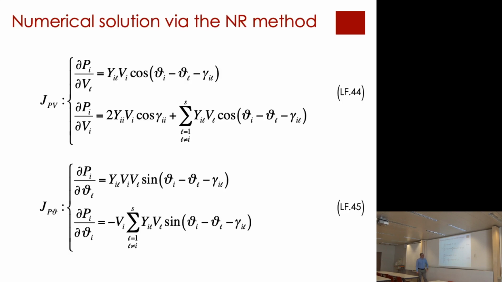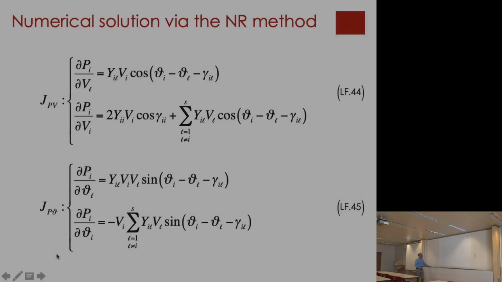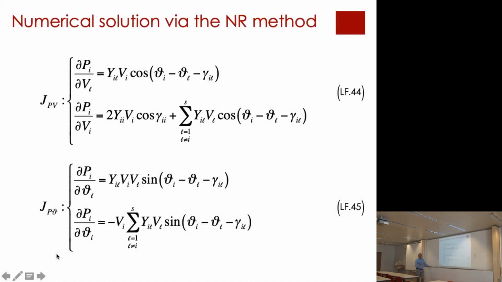And the same thing is for the Jacobian elements with respect to the zeta, where zeta is the angle of the voltage in the nodes L and I.